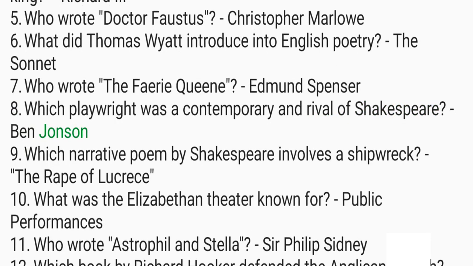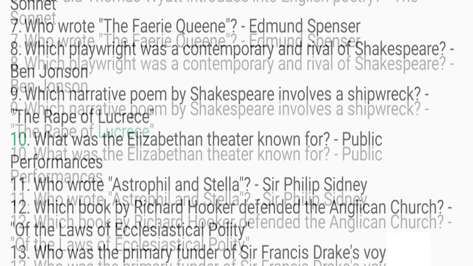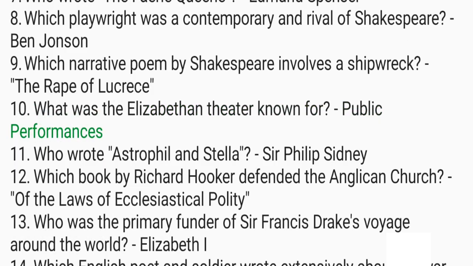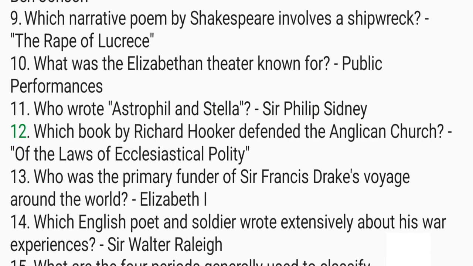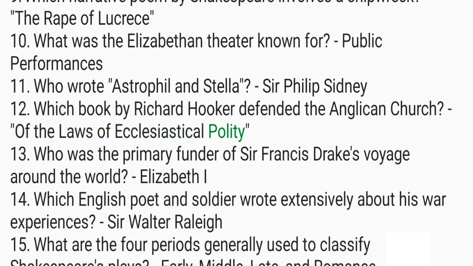8. Which playwright was a contemporary and rival of Shakespeare? Ben Jonson. 9. Which narrative poem by Shakespeare involves a shipwreck? The Rape of Lucrece. 10. What was the Elizabethan theatre known for? Public performances. 11. Who wrote Astrophel and Stella? Sir Philip Sidney. 12. Which book by Richard Hooker defended the Anglican Church? Of the Laws of Ecclesiastical Polity.